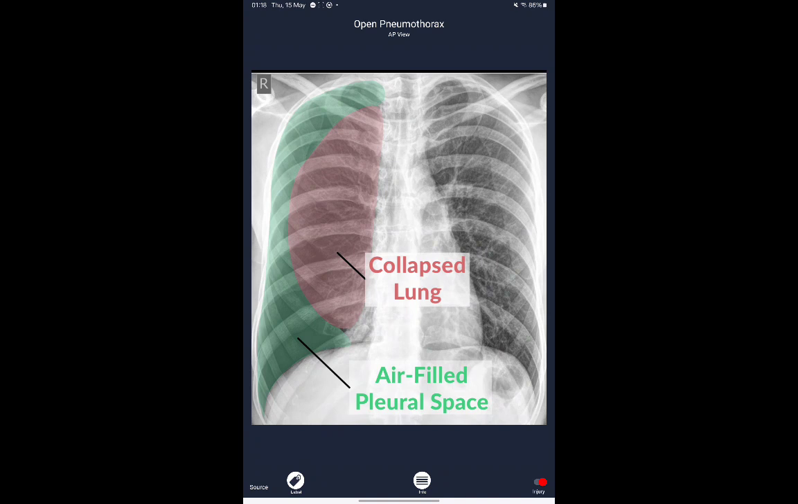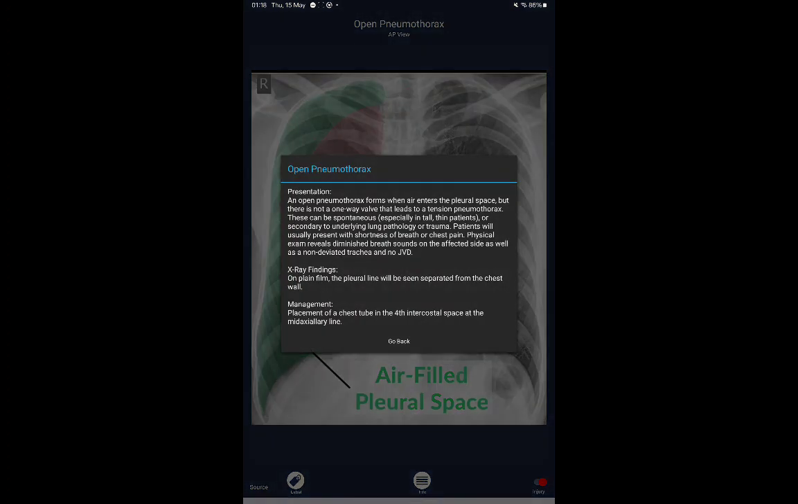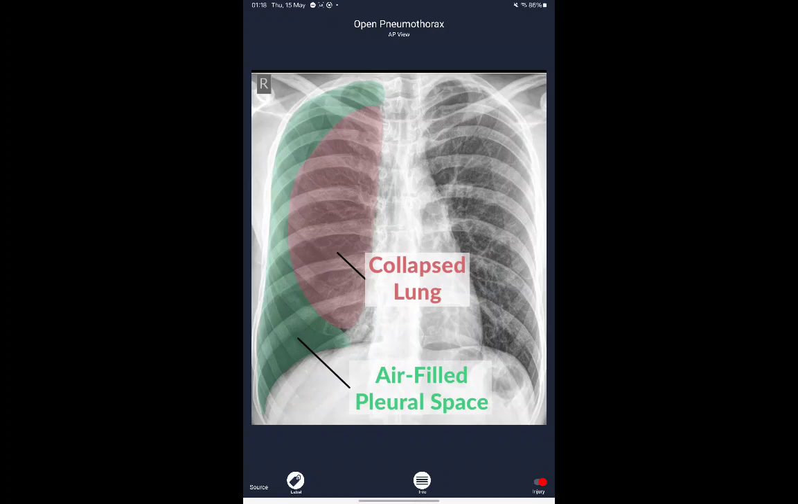So it is an emergency. What should we do? We shouldn't request a chest X-ray, no. Immediate placement of a chest tube in the fourth intercostal space at the mid-axillary line is the management of open pneumothorax.